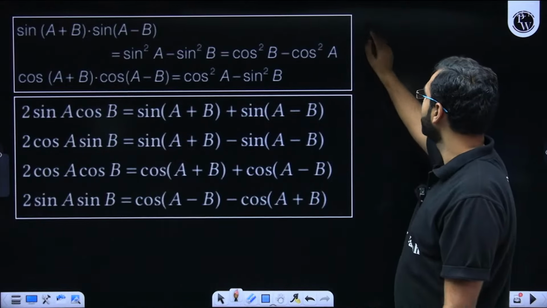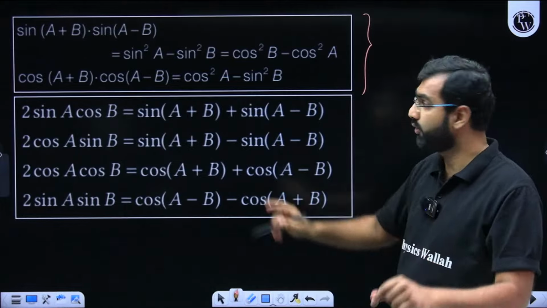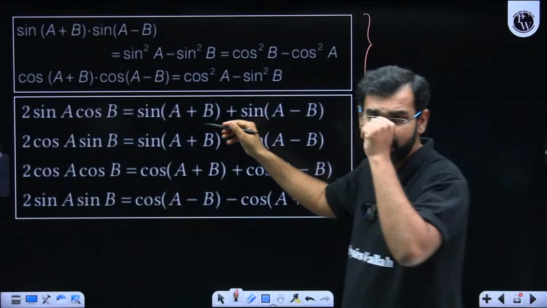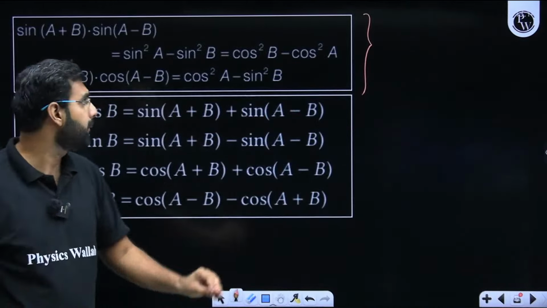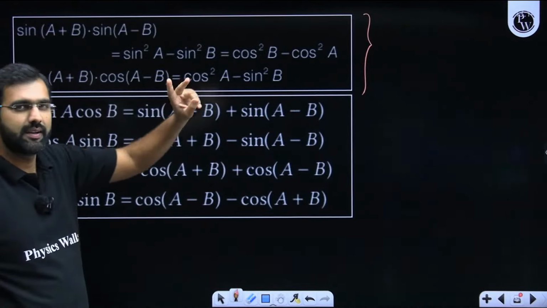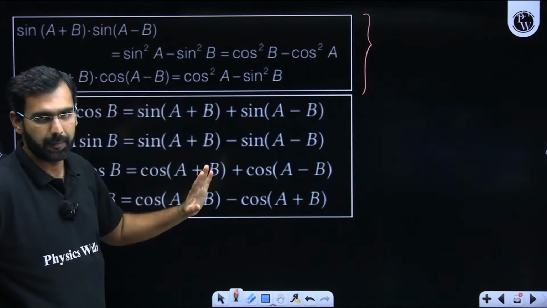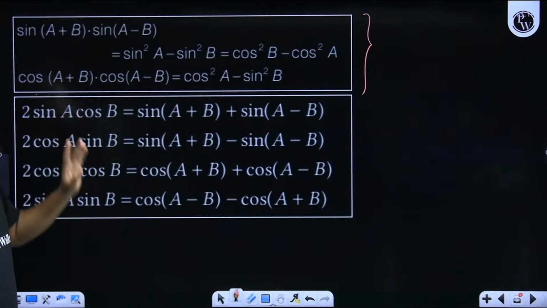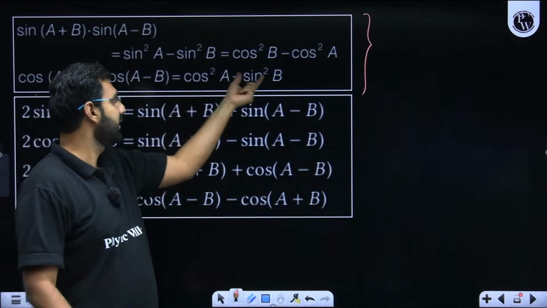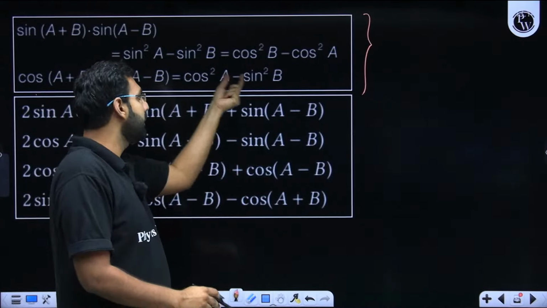These are the identities. This is something very important. Students, don't study it, please just look at this. Very simple, very easy to remember. Sin(A plus B) into sin(A minus B): it is like (A plus B) into (A minus B), A square minus B square. So sin square A minus sin square B. But if it is cos(A plus B) into cos(A minus B), in that case it is cos square A minus sin square B, or cos square B minus sin square A.